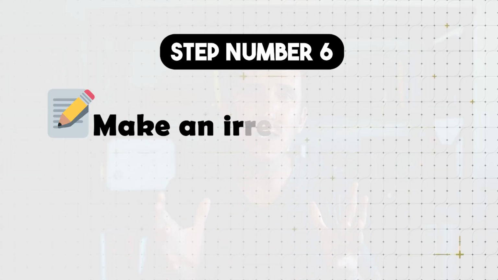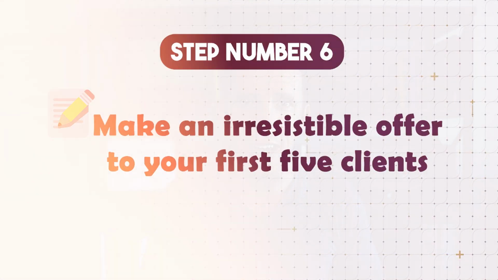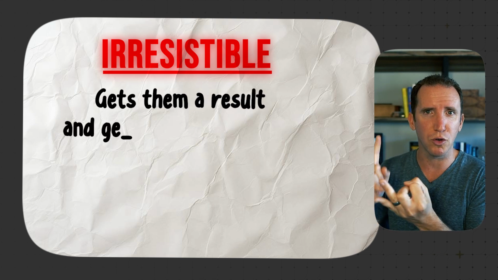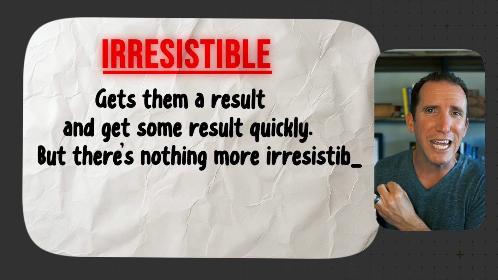The sixth step of this 9-step process is to make an irresistible offer to your first 5 clients. Now, what is irresistible? Yes, irresistible is something that gets them a result, and gets them a result quickly, but there's nothing more irresistible than something that's free. I know there's a risk of offering your coaching for free because you may not get the most committed clients. But when you're just starting out, if you have 0 track record, 0 results, 0 confidence, 0 certainty in your process, there's no better way to develop your skills than to work with clients for free in exchange for something, so that you can start delivering value and building your credibility.